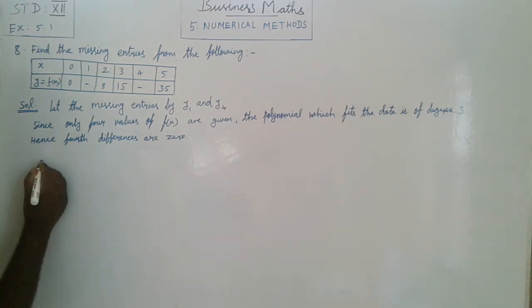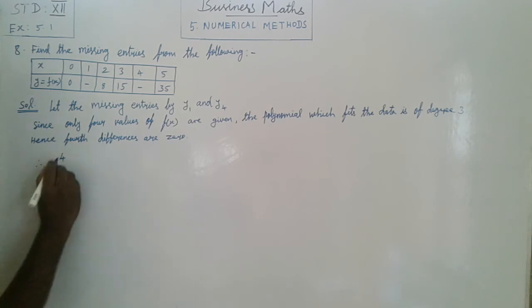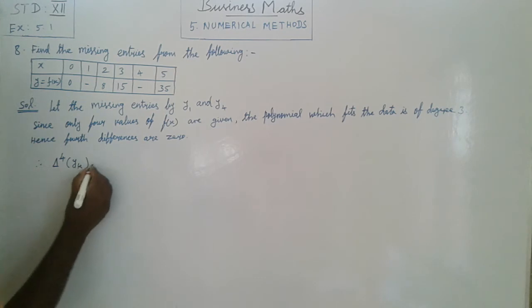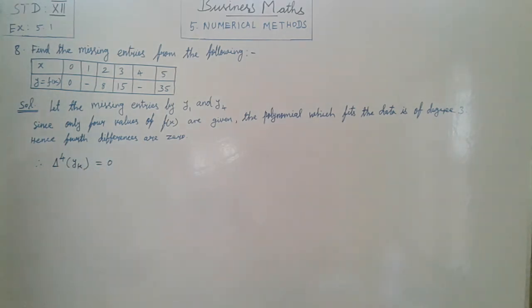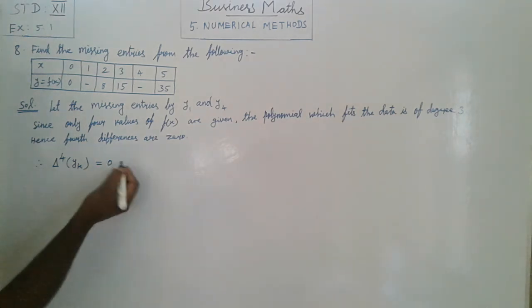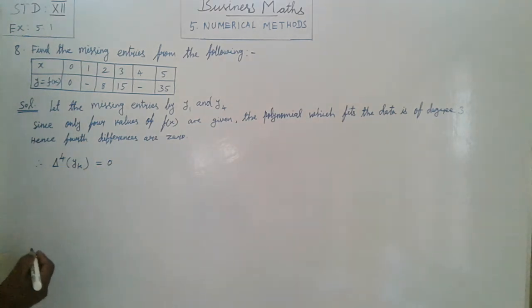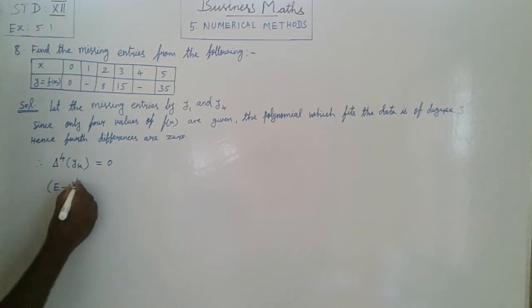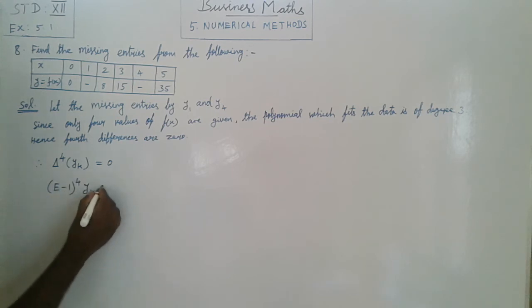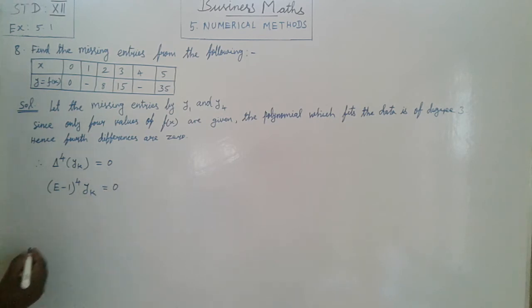We should take the fourth difference, therefore delta power 4 yk equal to 0. We should take it, and find its value. Delta power 4 means e minus 1 whole power 4. Delta means e minus 1, so e minus 1 whole power 4 yk equal to 0.